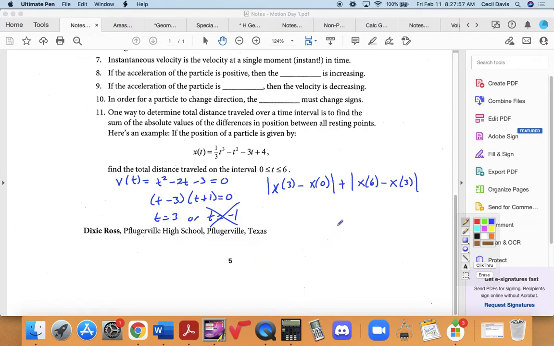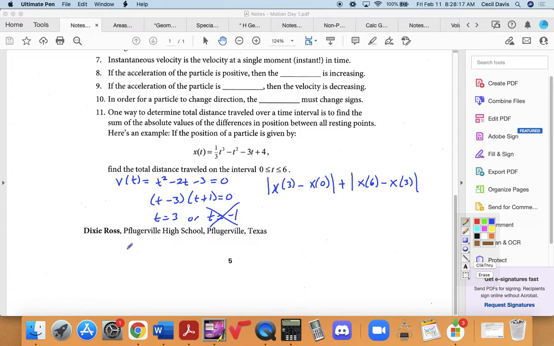So this is one where the lady that let me use this, Dixie Ross from Pflugerville High School. Although I don't know if she's at Pflugerville anymore. I think she moved to another one in the Austin area someplace.